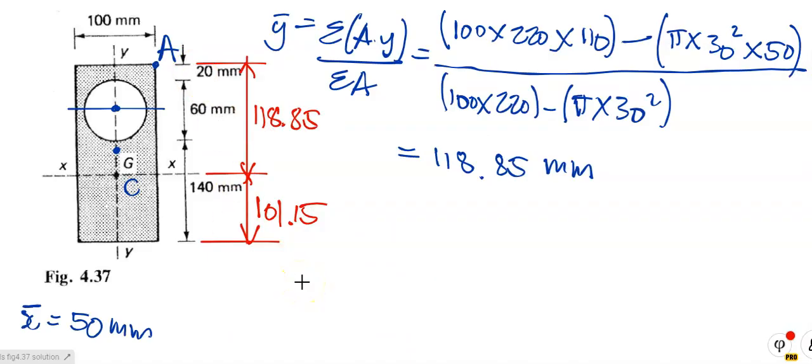Once again, as I said previously, my junior, if you work that one or that one, I'll mark it, and you get either one of those answers, I'll mark it as correct. So the answer for this one is bar x 50, bar y 118.85, or bar x 50, bar y 101.15. So Majunior, that is how you work out the centroidal positions for those two sections.